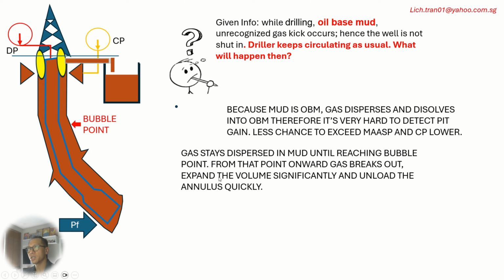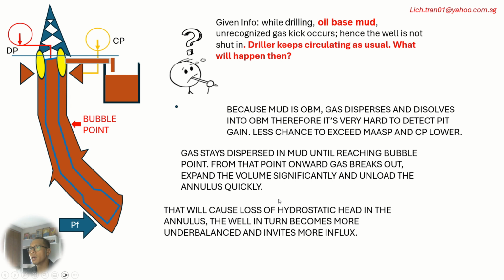And as we said, the gas stays dispersed in mud until it reaches the bubble point. From the bubble point onward, the gas will break out from the oil-based mud. Once it breaks out, it will expand in volume significantly and unload the annulus quickly. So from the bubble point onward, you will see the pit gain increasing tremendously, and the volume return is huge. Flow rate return at the flow line also increases quickly.